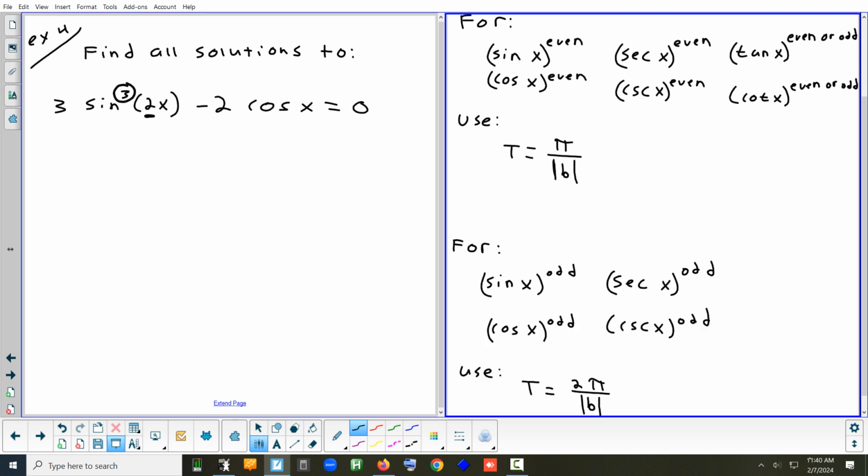And I put the b in absolute value because if b was ever negative, we don't want to use the negative value for b, because our period is a measurement of distance. So that should always be positive. So it's the same formulas you already know. I'm just expanding when you can use them. You can use them for even more than you knew before. Okay, so any of these 4 trig functions to an odd power, 2 pi over b. Any of the functions up above, pi over b.